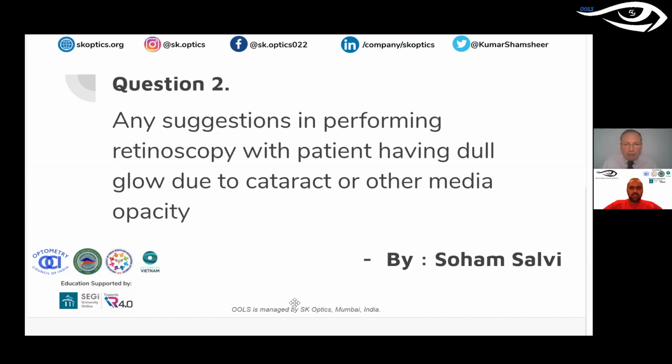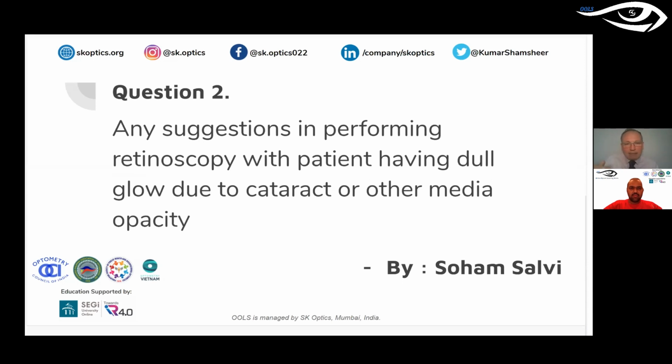So good batteries or highly charged batteries, and get closer, and maybe even have the room lights down a bit more to try and improve the quality of that reflex. And if that doesn't work, then I guess you have to rely more on your subjective refraction. And if there are issues with communication, then that makes it very difficult. I often rely on my retinoscopy when there's a communication issue, but if the reflex is dull, I try my very best. But if I can't get an objective or a subjective value, it's really challenging to come up with a prescription. That's right. Okay.